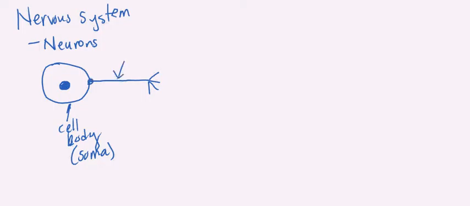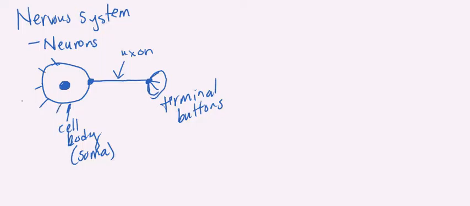This from here to here is called the axon. Axon is very important, and we'll get into more detail about it later. These ends are called terminal buttons. Terminal buttons. And I'm also forgetting something else, and that is there's little projections going into the cell body as well. And those projections are called dendrites.